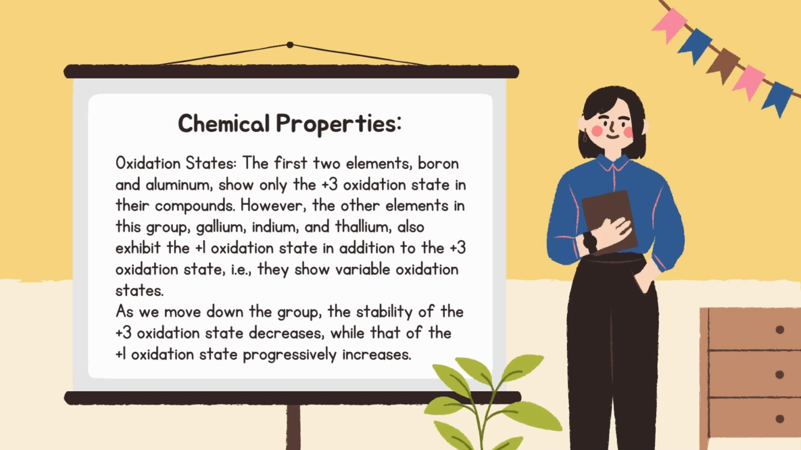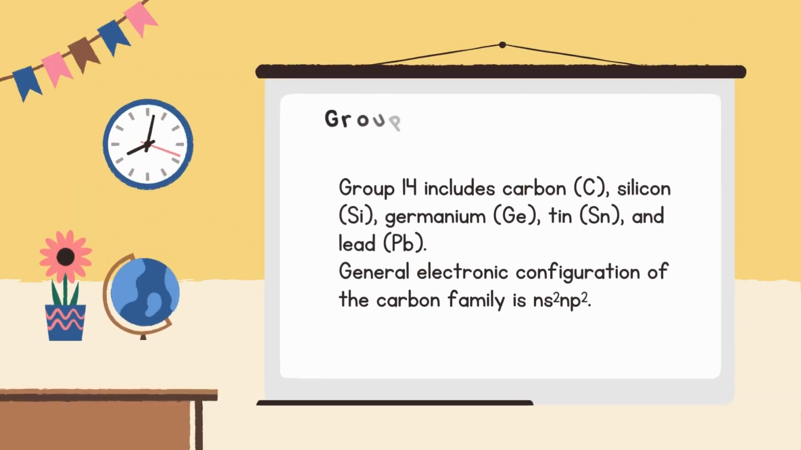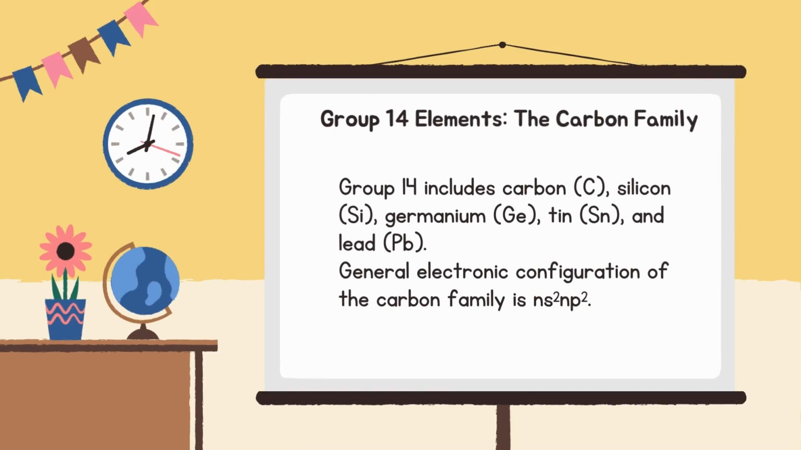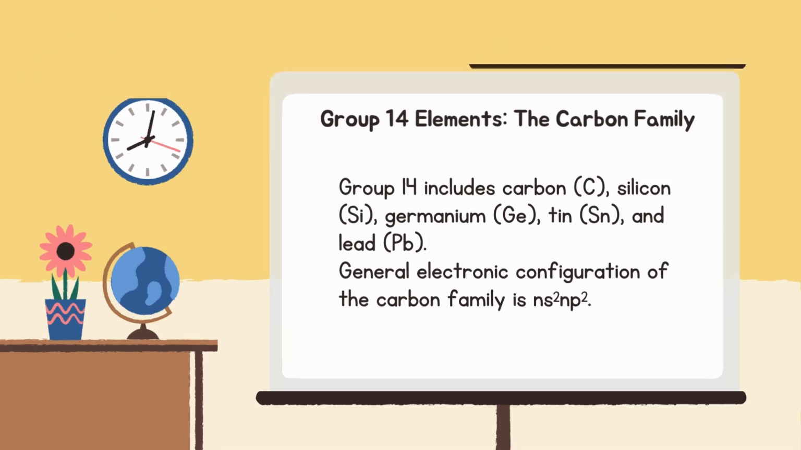Group 14 elements, the carbon family. Group 14 includes carbon, C, silicon, Si, germanium, Ge, tin, Sn, and lead, Pb. The general electronic configuration of the carbon family is ns²np².